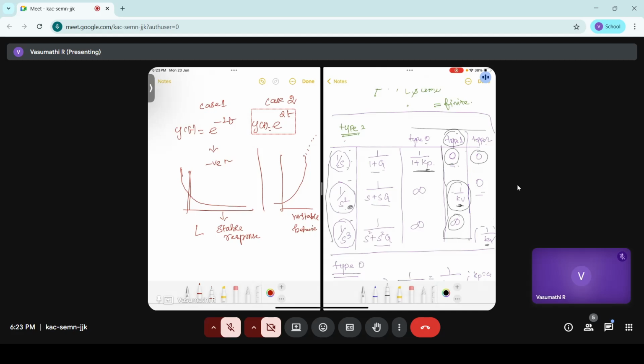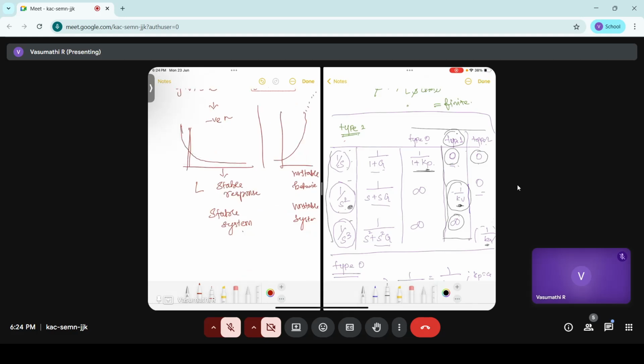That's why we call a system that has roots in the left half of the S plane, indirectly negative roots, a system that gives a stable response. That's why it is a stable system. That which gives unstable behavior is an unstable system. Simple. That's it.